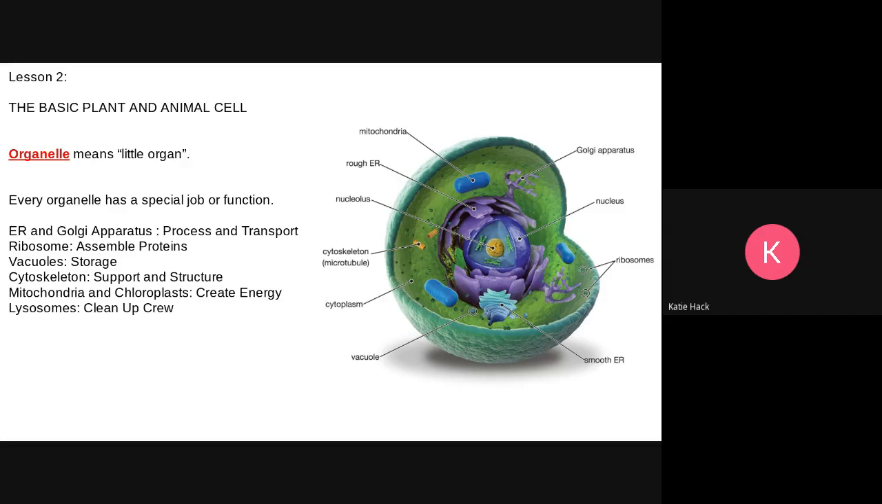Powerhouse is mitochondria. Go to the next one. Back to that one. Create energy from the sun. That's your chloroplast. Cleanup crew is the lysosome. Storage is your vacuole. That's cytoskeleton. So that one is going to be the ER. This one is the endoplasmic reticulum. Correct.